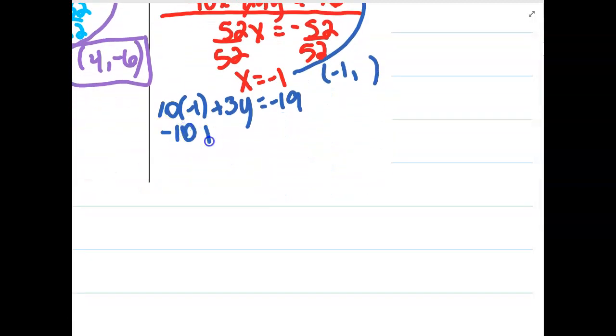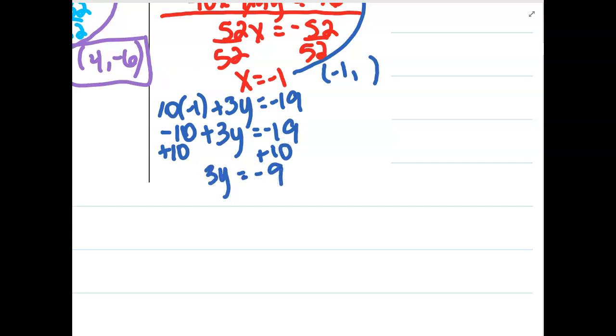So we'd have negative 10 plus 3y equals negative 19. Add 10 to both sides. So we have 3y equals negative 9. Divide by 3, we get y equals negative 3, for an answer of negative 1 comma negative 3.